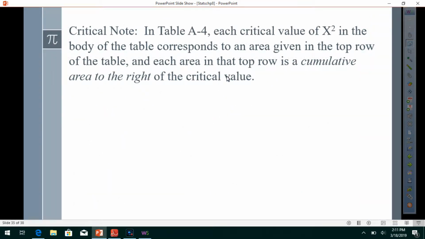Critical note. In table A4, each critical value of chi-square in the body of the table corresponds to an area given in the top row of the table, and each area in that top row is a cumulative area to the right of the critical value. With the z-table, it started from the left and worked to the right. With chi-square, it starts to the right and works to the left.